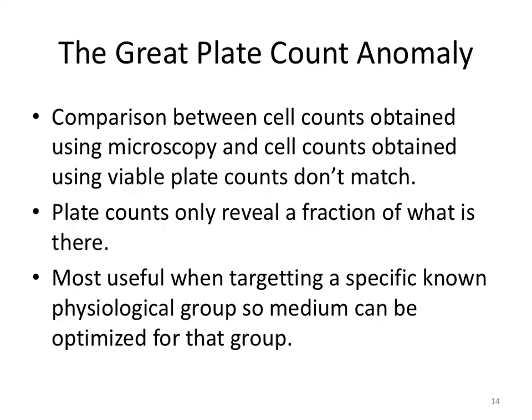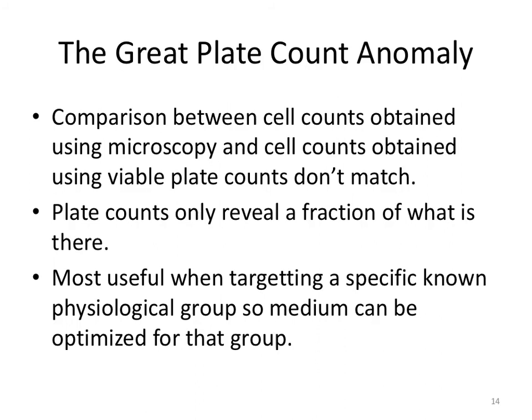So one thing that's really interesting that was first discovered back in the 1950s by Janosch, a very famous microbiologist at Woods Hole in nearby Massachusetts, is something called the Great Plate Count Anomaly. What the Great Plate Count Anomaly means is that when you compare cell counts obtained using microscopy and cell counts obtained using viable plate counts, the numbers don't match. In fact, the numbers for viable plate counts are much, much lower than those obtained using microscopy. So what does this mean? It means that plate counts only reveal a fraction of what is there.